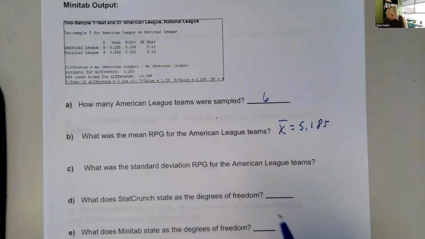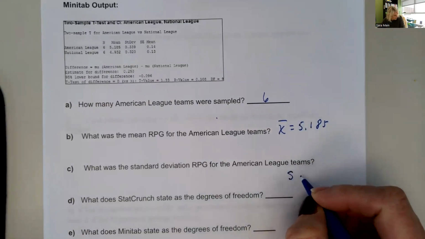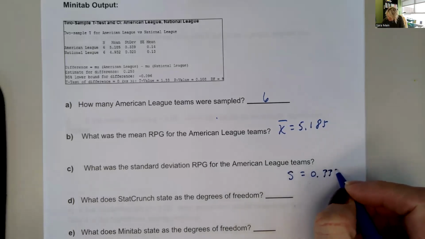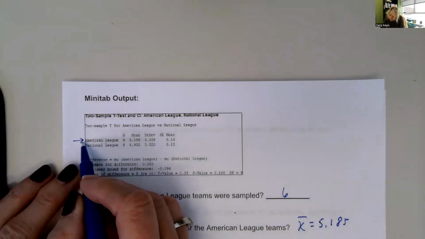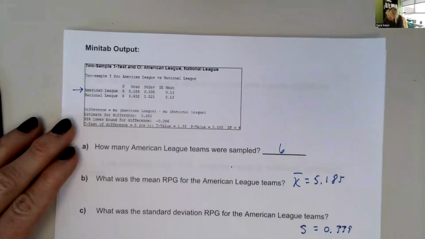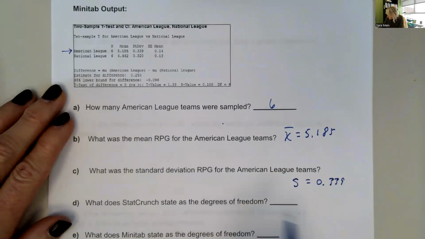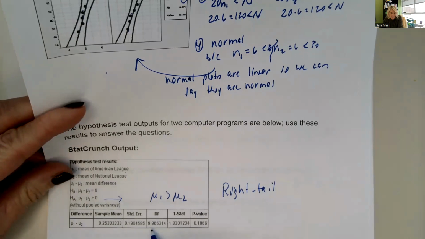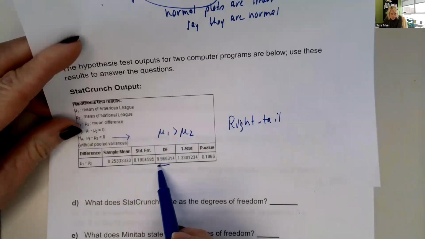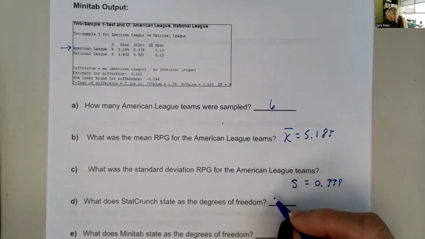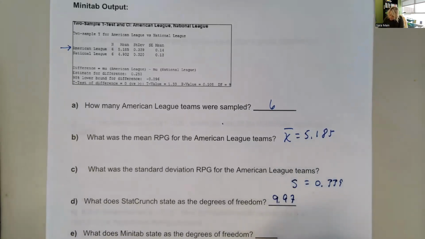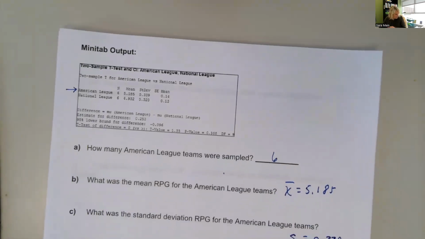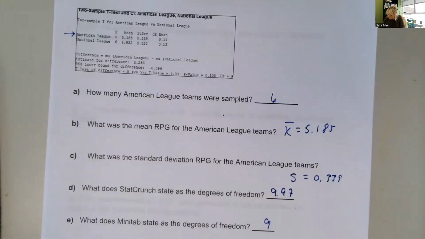What was the standard deviation for the American League? That was 0.339. This is everything for the American League here. What does StatCrunch state as the degrees of freedom? So going back to the StatCrunch, the degrees of freedom is 9.96. Rounded, it would be about 9.97. What does Minitab state as the degrees of freedom? They state 9. Like I said, they won't be equal.